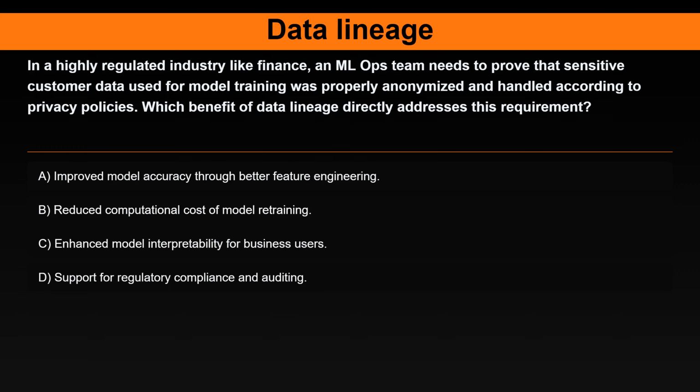Question 30. In a highly regulated industry like finance, an MLOps team needs to prove that sensitive customer data used for model training was properly anonymized and handled according to privacy policies. Which benefit of data lineage directly addresses this requirement? Option A, improved model accuracy through better feature engineering. Option B, reduced computational cost of model retraining. Option C, enhanced model interpretability for business users. Option D. Support for regulatory compliance and auditing.